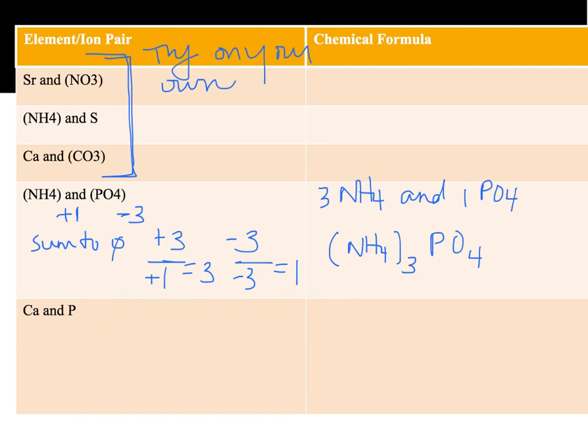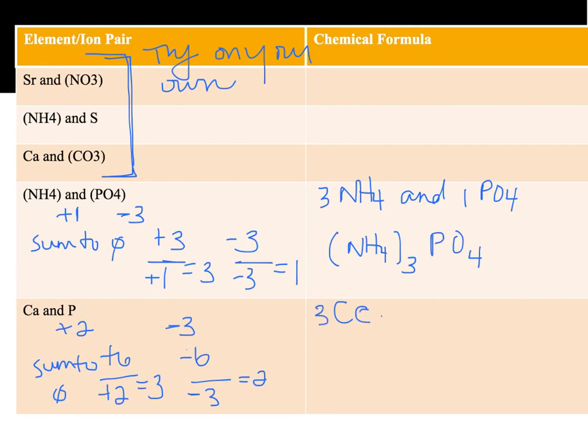Okay. And the last one, the Ca and the P, I go to the periodic table. Calcium is in group 2, so it has a +2. Phosphorus is in group 15, and all nonmetals in group 15 make a -3. So to sum to 0, I need +6 and I need -6. Okay. So take my +6 divided by +2 and I get a 3. -6 divided by -3, I get a 2. So this formula has 3 calciums and 2 phosphorus. So I would write it Ca3P2.